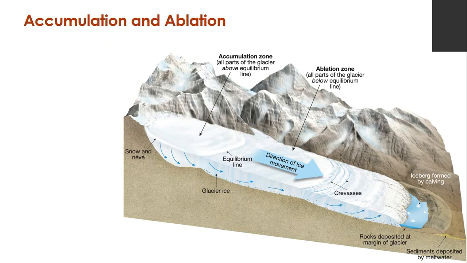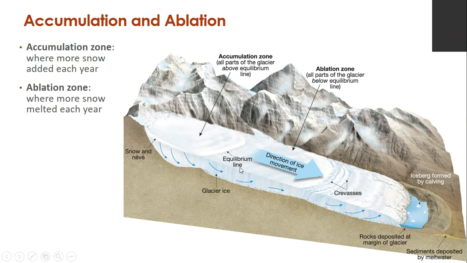And so there are two words that you have to know: accumulation and ablation. The accumulation zone is where more snow is added each year. So in this picture right here, this is the accumulation zone, right? This is where the snow is being accumulated and pushing down like that piece of silly putty that is pushing it down the hill. The ablation zone is where more snow is melted each year.